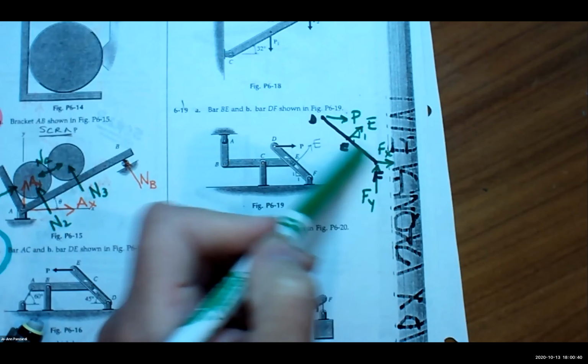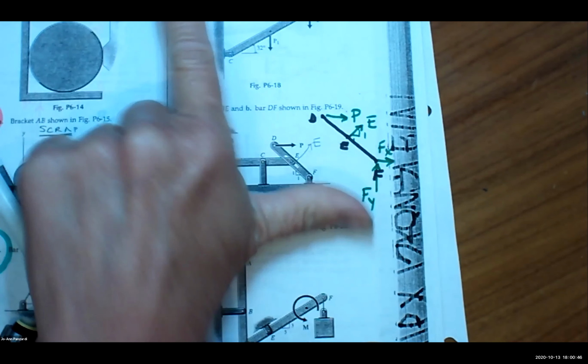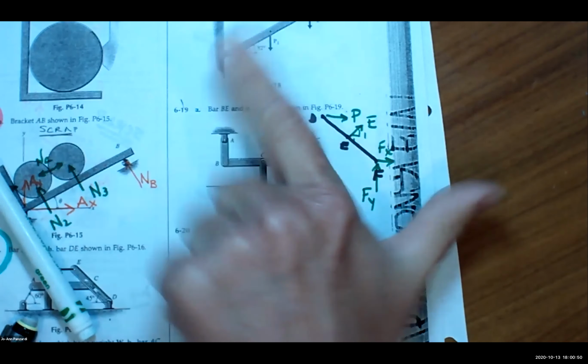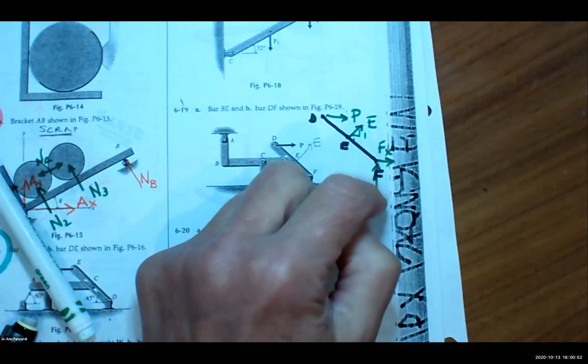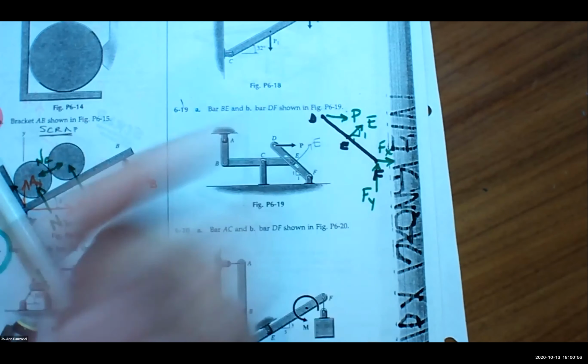So in this case, you could choose to keep the XY axis in the regular direction, and then that would mean you have to find the components of E. Or you could rotate these X and Y, but then you have to find the components of P. So either way, it's the same amount of work.